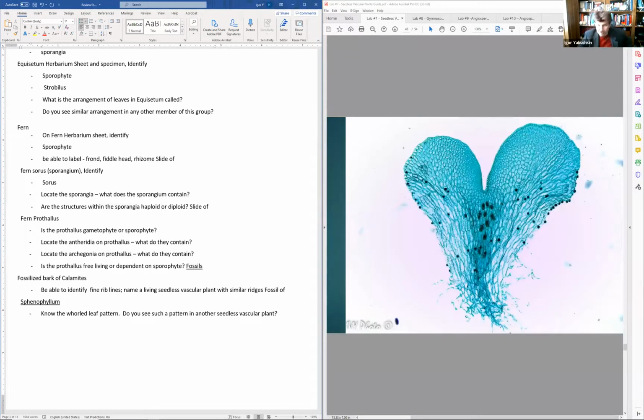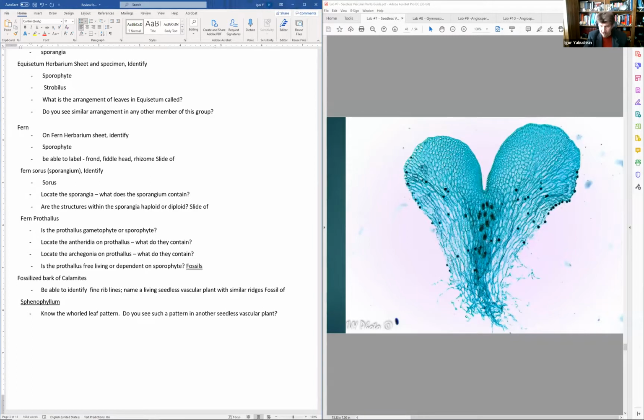Now, on the prothallus of the fern, here we're looking at a single prothallus. The prothallus is the gametophyte of the fern, free living. Both of them are free living, not parasitic. It's green, so it can photosynthesize. It has that particular heart-shaped, tiny little speck of a plant. It has rhizoids, root-like structures.